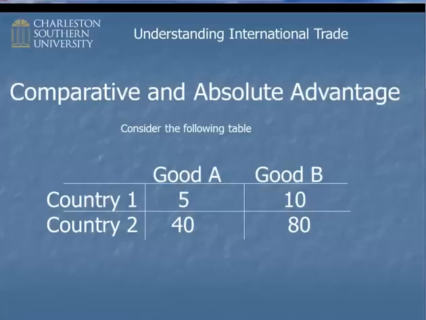So those 3 examples apply to the last rule, rule number 3, that says if there's no difference in the opportunity cost between good A and good B in the 2 countries, they won't trade.